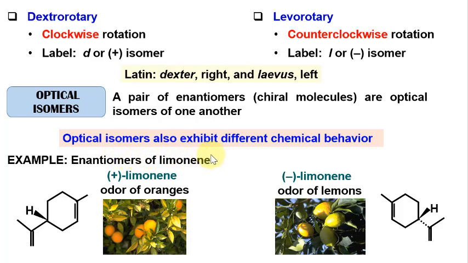Optical isomers can also exhibit different chemical behavior. For example, here we have the enantiomers of limonene. The dextrorotatory limonene, the positive limonene, has an odor of orange, while the negative limonene has an odor of lemon.